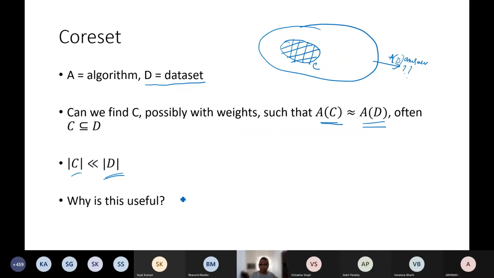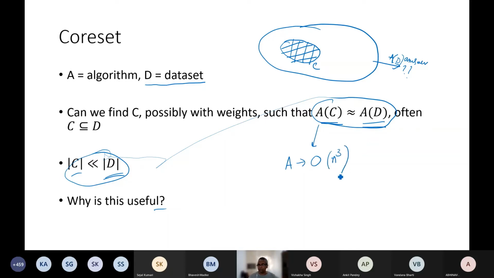And why is this useful? Well, obviously, if you are able to do this with this guarantee and with this guarantee, then suppose algorithm A takes time order, I don't know, n cube. Initially, to calculate this exact value, you would have needed order d cube, whereas to calculate this value, you would need order c cube. And if c is much smaller than d, of course, c cube is much smaller than d cube. And we have this guarantee that you have a very close solution.